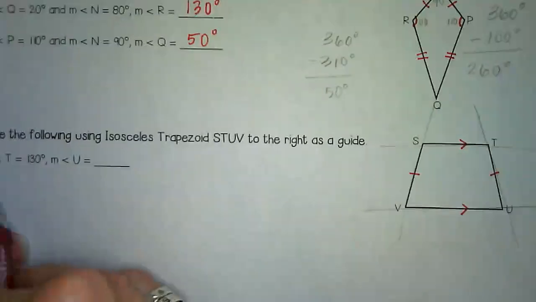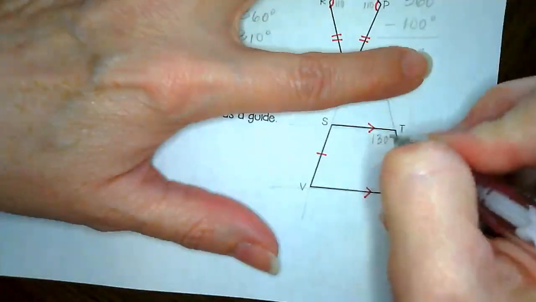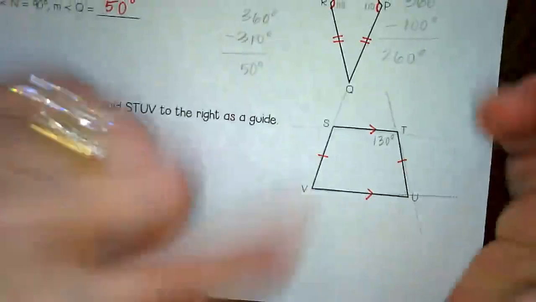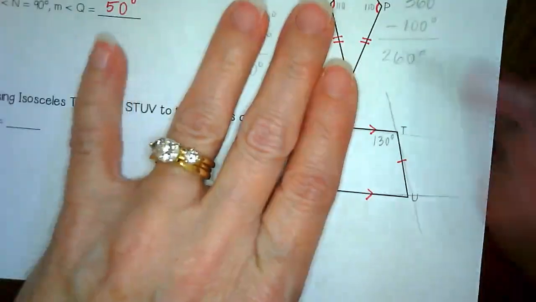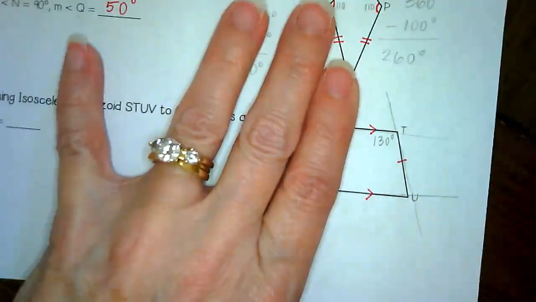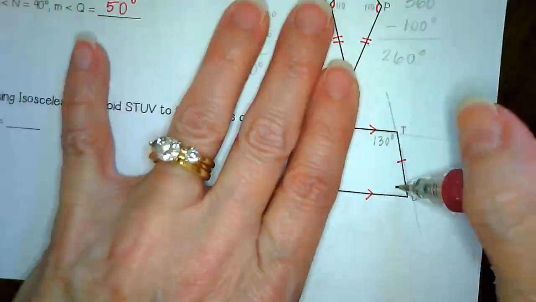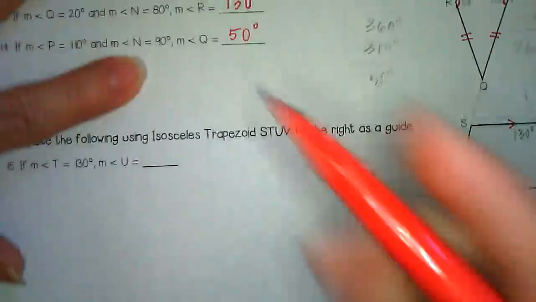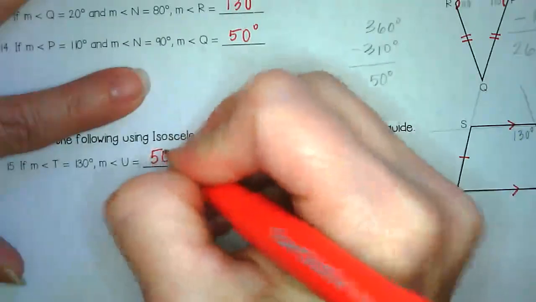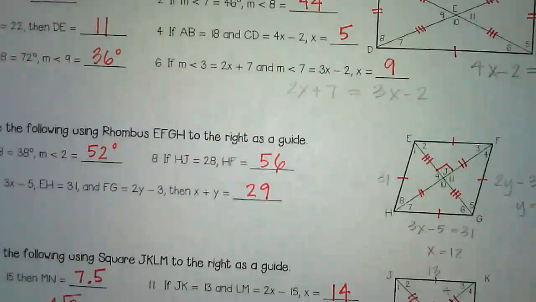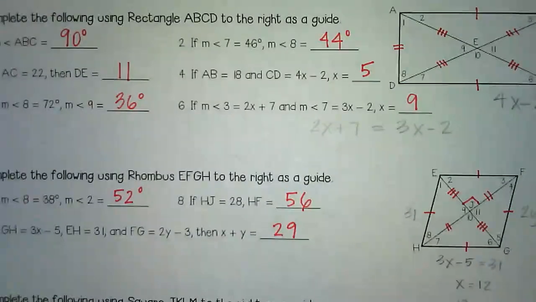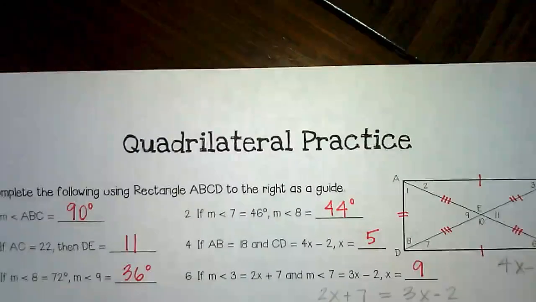All right, so let's see. The measure of angle T is 130, so find U. So this is 130 degrees right here. We have to figure out this one. If we look at this as parallel lines with a transversal, these two angles have to add up to 180 degrees, which means that one has to be 50. So 50 degrees. All right, there you have it. Hopefully that gives you a better understanding of the characteristics of quadrilaterals and how they can help you determine missing sides and angles.